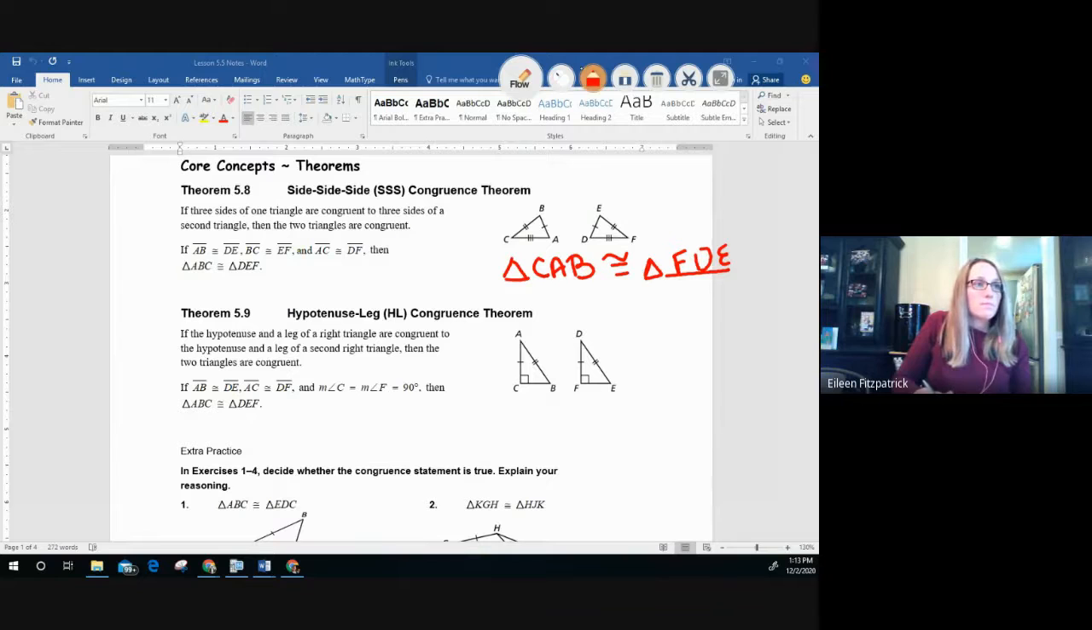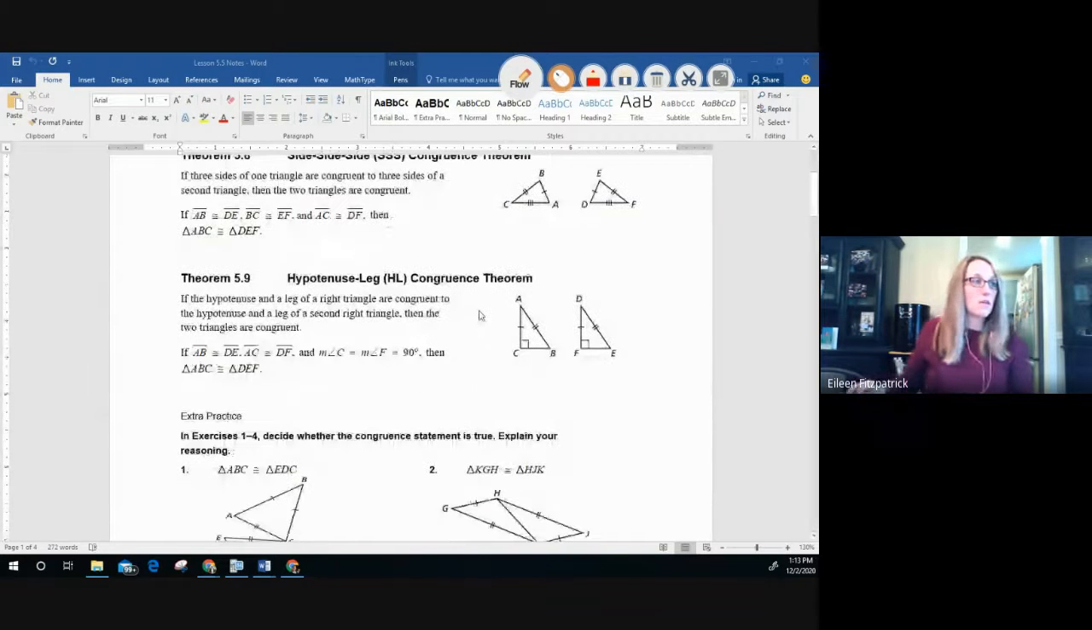Oh, one other thing. Sorry, before we move on. If you're going to use the side-side-side congruency theorem in a proof, you're still looking for your 3 stars, your 3 congruency statements, and those 3 congruency statements should all be about 3 sides, which is how you know you're using side-side-side. All right, the next theorem we're going to talk about is called hypotenuse leg.